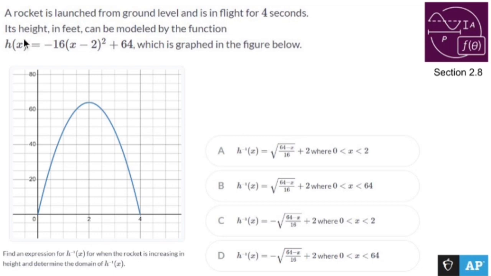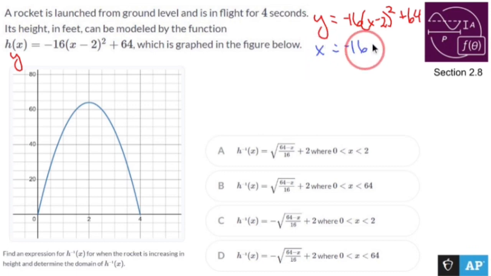In order to find the inverse, the first thing I want to do is turn any f of x's, or in this case h of x's, into y, because that helps me understand the math better. My little ADHD brain can't handle an h of x floating around. So let me rewrite this: y equals negative 16 times (x minus 2) squared plus 64. The second thing you're going to do is swap your x and your y values. So y is now x and x is now y: x equals negative 16 times (y minus 2) squared plus 64.